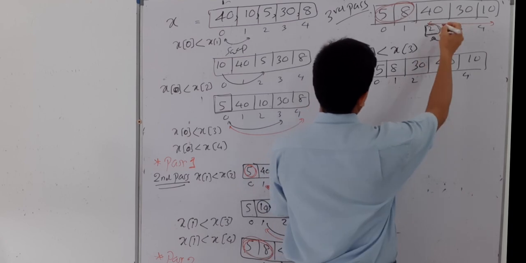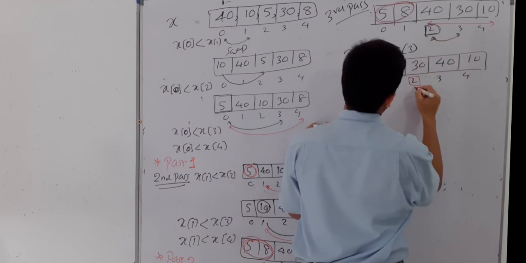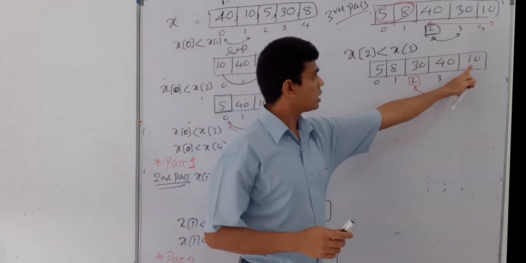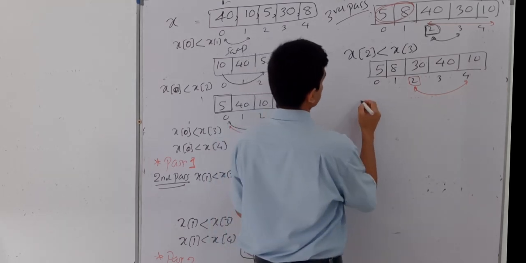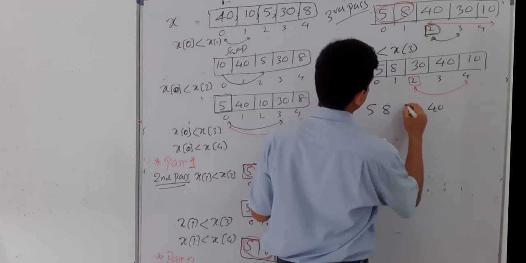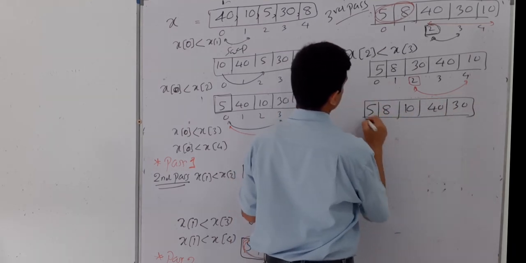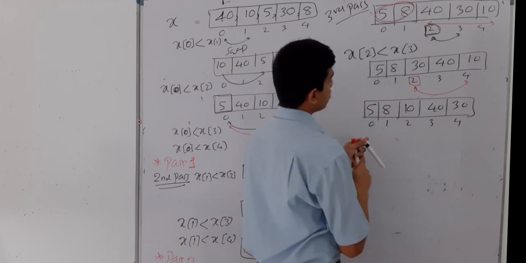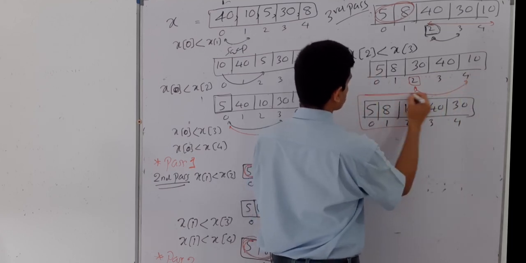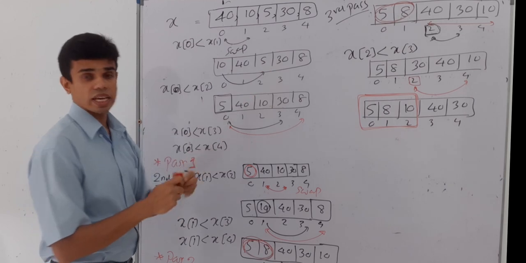Now, the second item is compared with the other numbers. So, should we swap it? Yes, 10 has to be brought to the front. Then, 5, 8, 10, 40, 30, sorry. So, this place should be 10, this place should be 30. Then 0, 1, 2, 3, 4. Now I have compared it with all the numbers, right? Now the second item is compared with the rest. That means I have filtered the smallest three numbers at first. Then this is the end of the third pass as well.